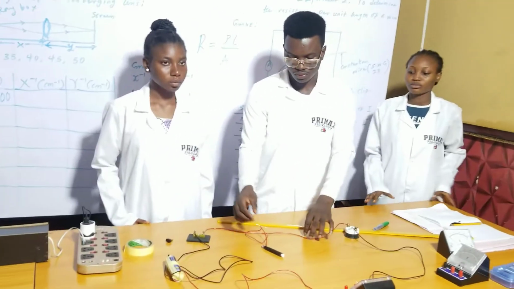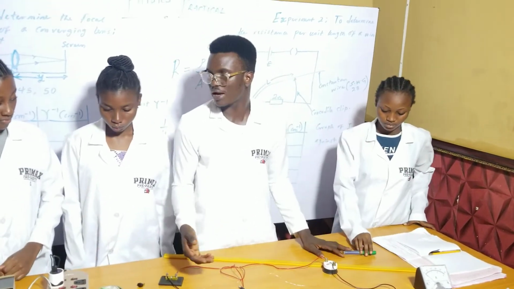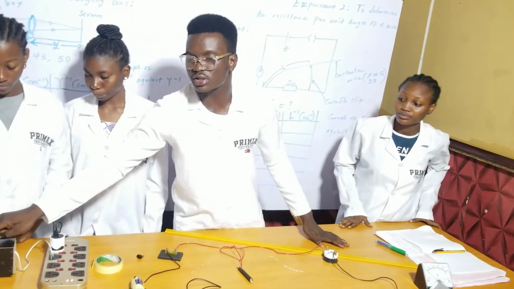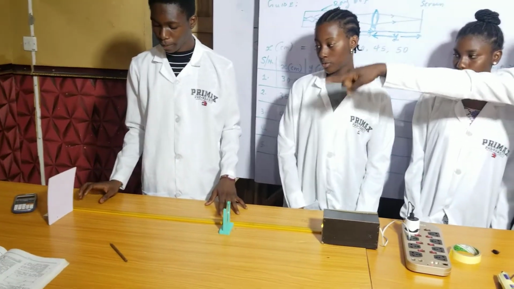The first thing you do in the experiment is according to the directive. So let's look at what we have here. I already showed you that. This is the ray box, this is the lens, that is the meter rule, and that is the screen.